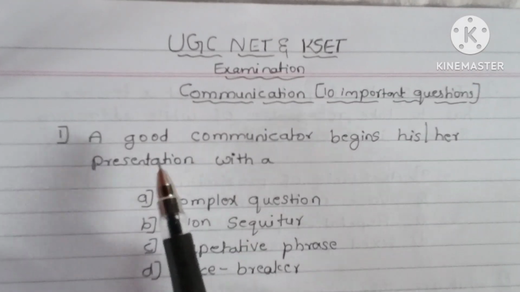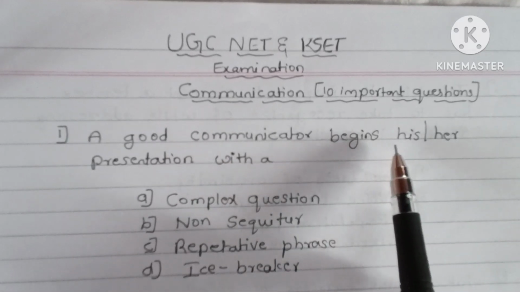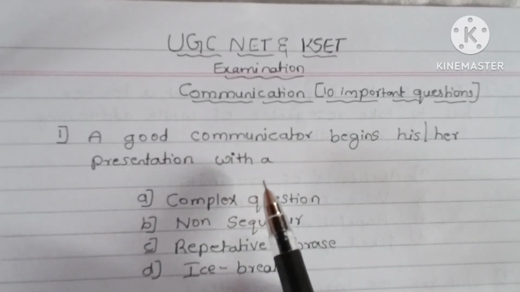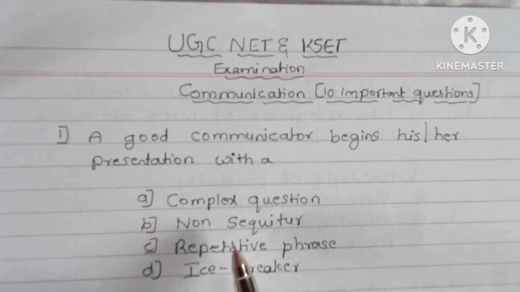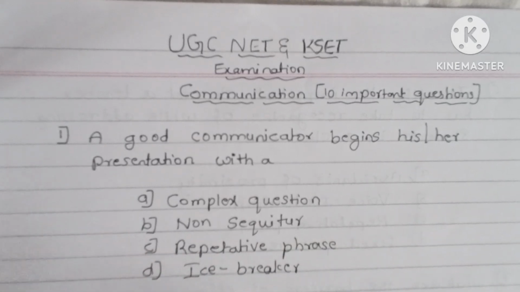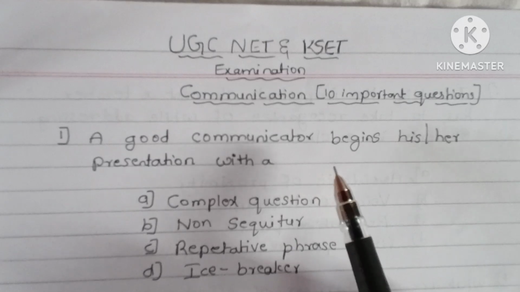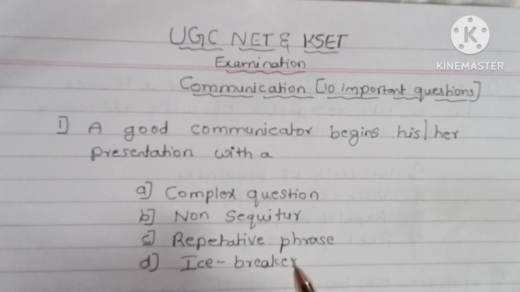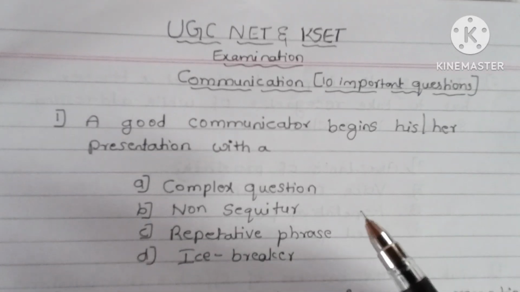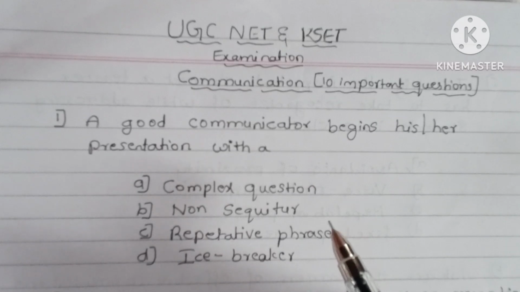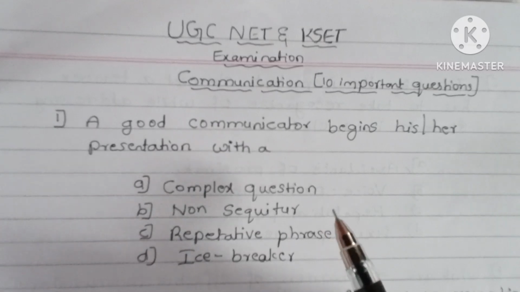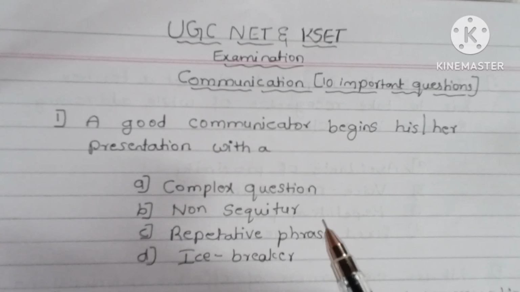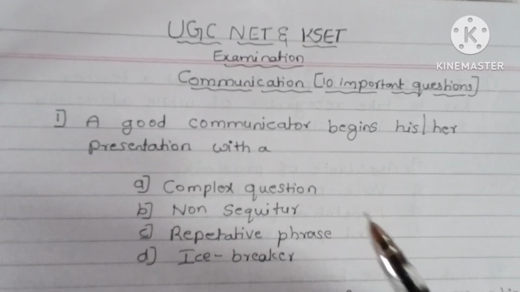First question: a good communicator begins his or her presentation with a complex question, non sequitur, repetitive phrase, or icebreaker. A good communicator begins his presentation with an icebreaker. An icebreaker can be termed as the punchline of the crux of the point of view a person is going to present. A good communicator should begin with such a format.